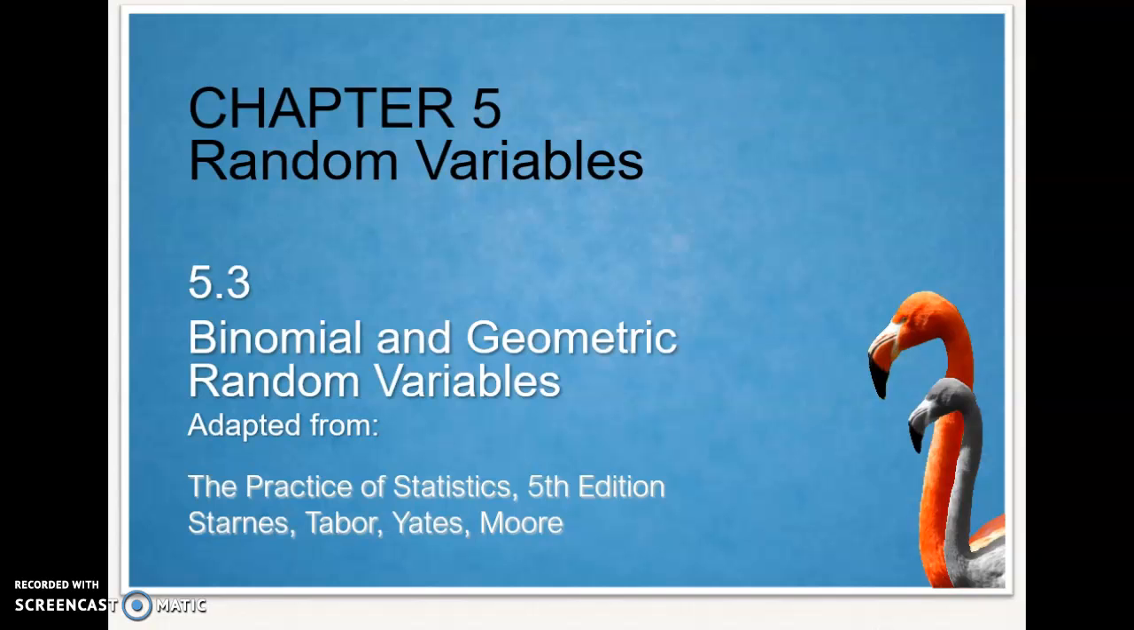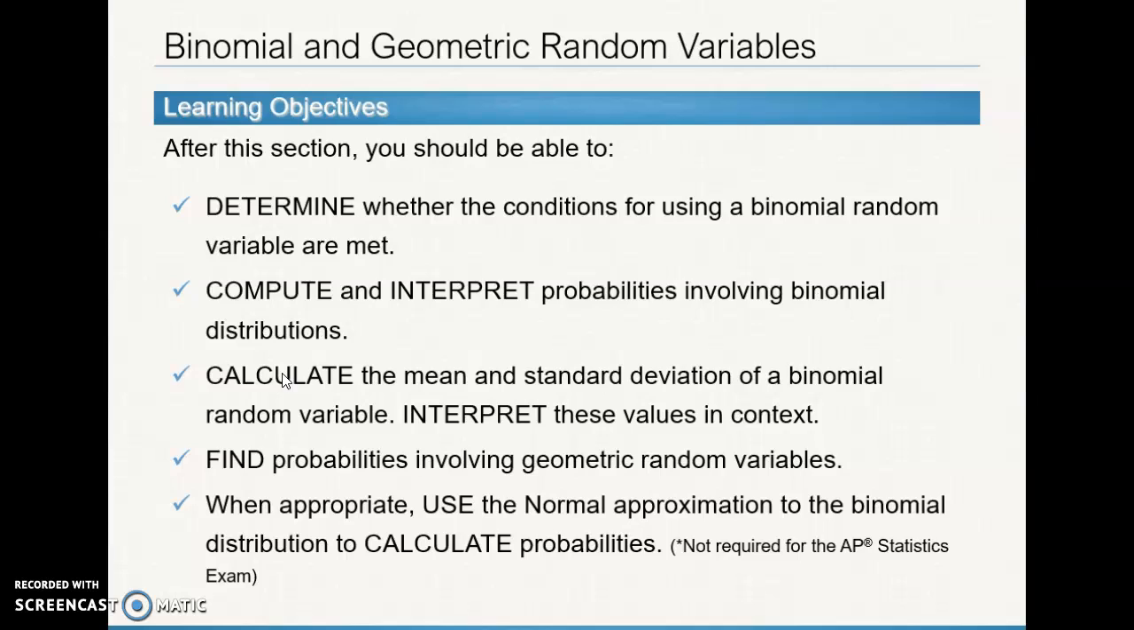Welcome to Unit 5, Lesson 3, where we are going to discuss binomial and geometric random variables. In this lesson, we're going to talk about random variables and determine what exactly is a random variable, how we can compute probabilities involving binomial distributions, and you've actually done some of this before. We're just now officially naming it.